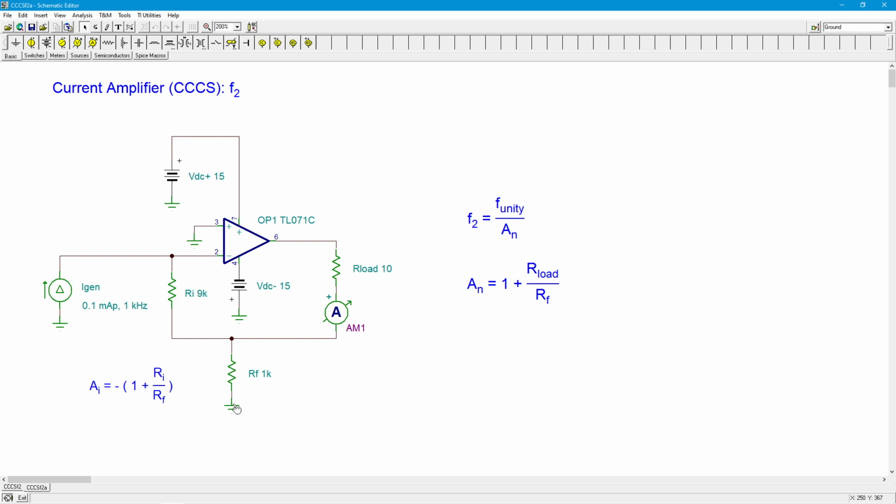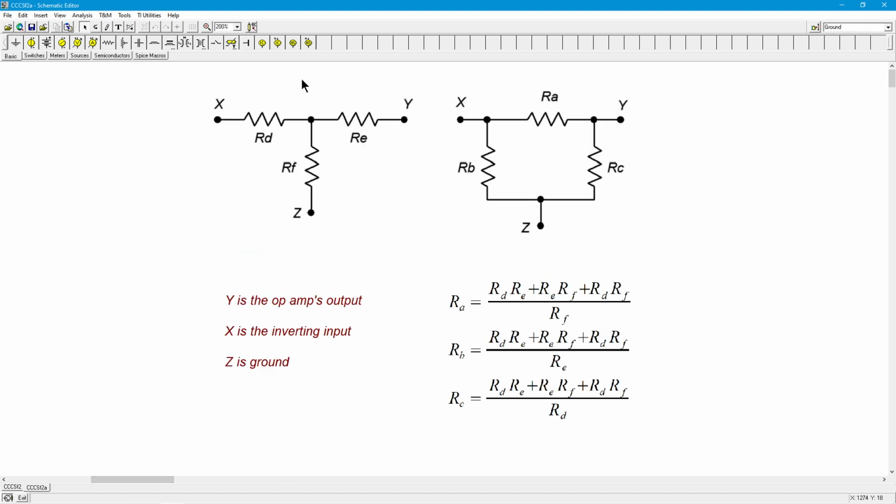From your circuits analysis study, you might remember the delta-Y conversion. Here's the Y configuration. Here's the delta configuration. It's actually an upside-down delta, supposed to be like a triangle. Sometimes they call this a T, sometimes a pi, but basically this is your delta, this is your Y. Right now, the configuration that we have is this Y configuration. There are 3 pins, X, Y, and Z, on both of these.